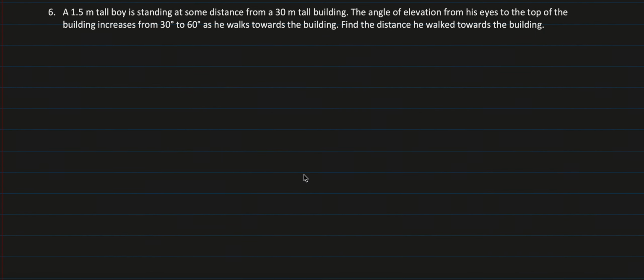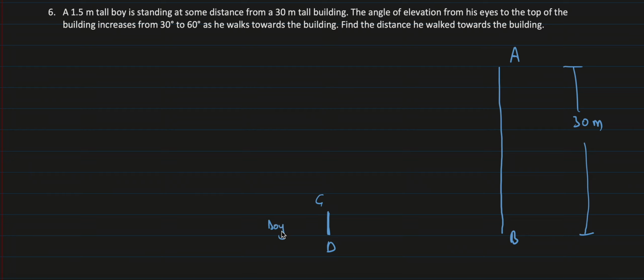Now move to the next question. A 1.5 meter tall boy is standing at some distance from a 30 meter tall building. So we have a 30 meter tall building. Full length is 30 meter. Then a boy is standing at some distance. Let's say the boy is 1.5 meters. So that's the boy. Let's say CD is the boy, 1.5 meter, standing at some distance.